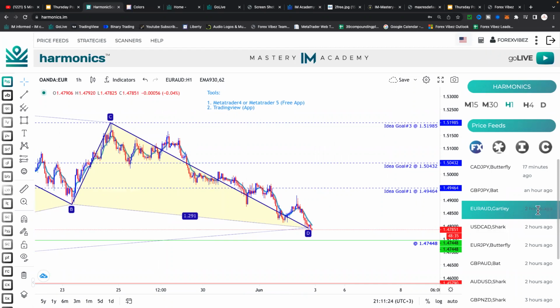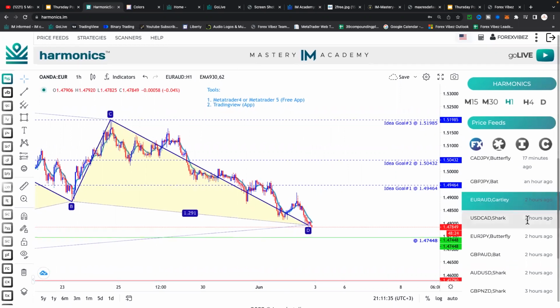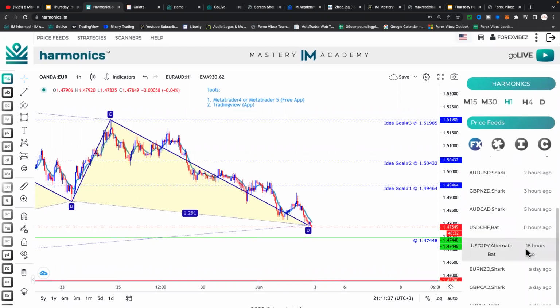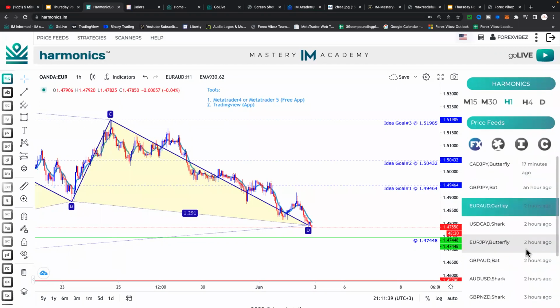Also, what I love about it is it tells you how much time has passed. So this scanner scanned for this pair and predicted it 2 hours ago. You got this one 17 minutes ago. This one an hour ago. Now, the more you come down, you're going to be like, wow, 11 hours ago, 18 hours ago. So which one should you go with? The ones that are a little closer to time.